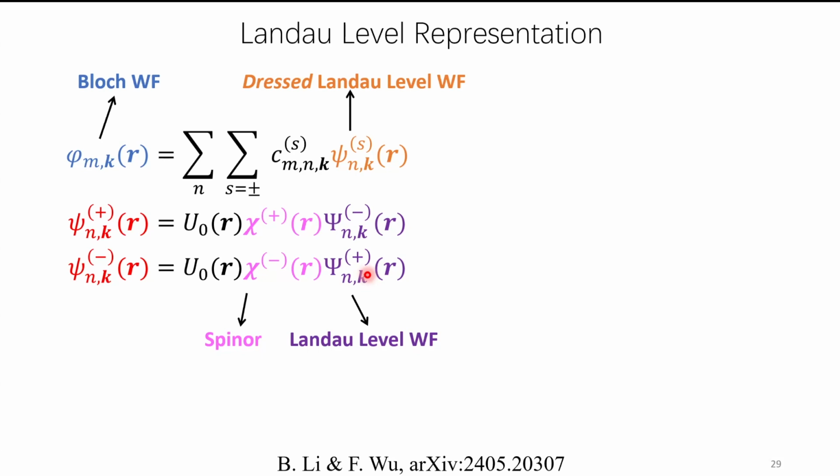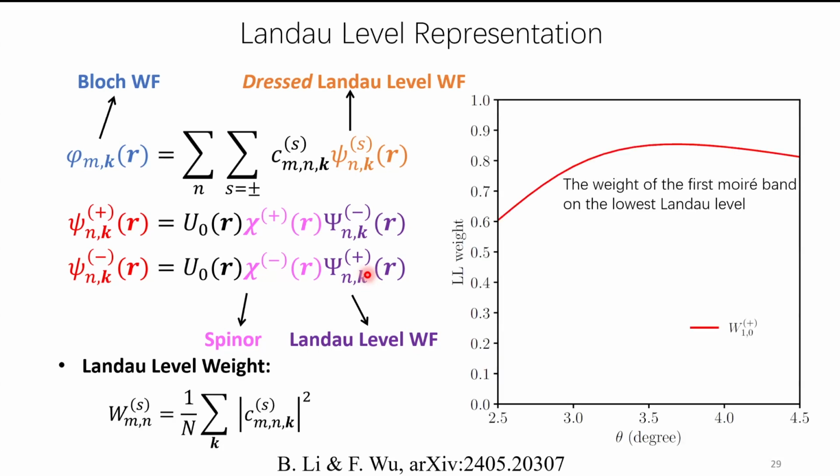so they cannot be continuous and periodic, but they can be continuous and quasi-periodic. With this trick, we can determine the weight of the first Moiré Chern band on the lowest Landau level, as shown by this red curve. It quantifies the resemblance between the two, the Moiré Chern band and the Landau level. And for certain model parameters, we can find that the overlap can be high, up to about, let's see, 80%. So it looks very much like a Landau level, 80% like a Landau level.